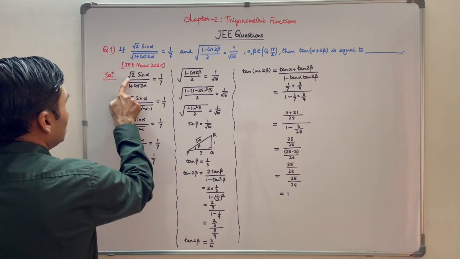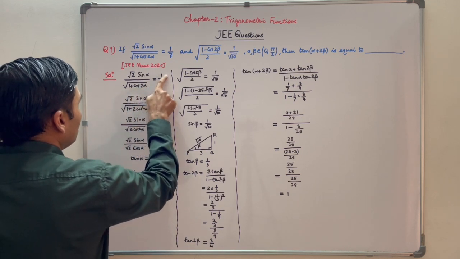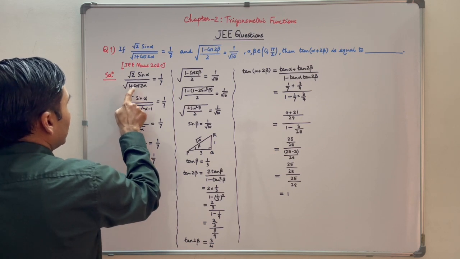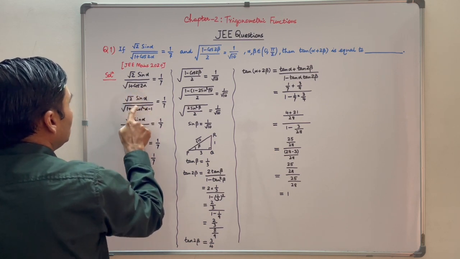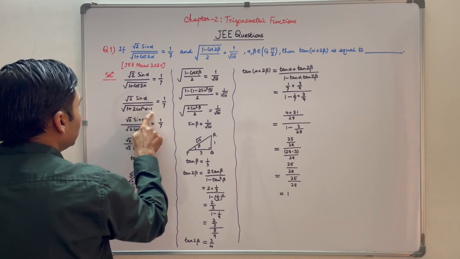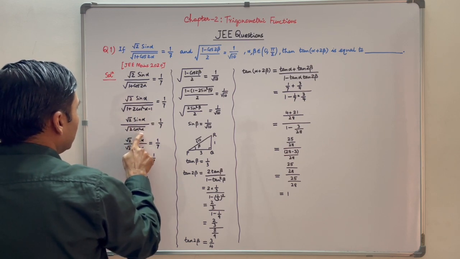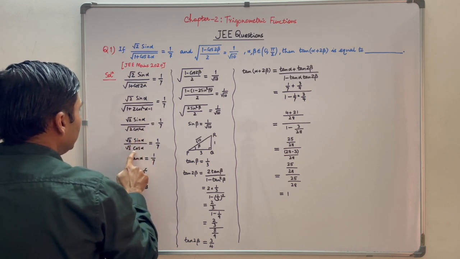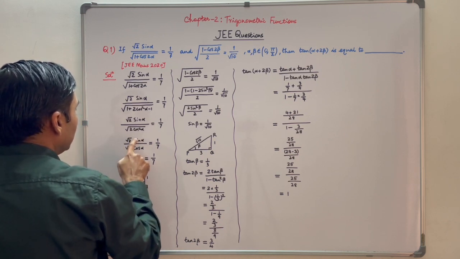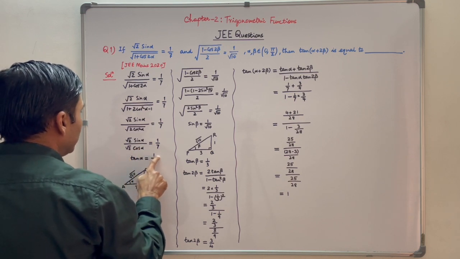It is given that root 2 sin alpha upon root of (1 plus cos 2 alpha) is equal to 1 by 7. We want to get rid of this under root. So we will expand cos 2 alpha as 2 cos square alpha minus 1, so that plus 1 and minus 1 get cancelled. So it will be under root 2 cos square alpha, which is equal to root 2 into cos alpha. Now root 2 gets cancelled. Sin alpha upon cos alpha is equal to tan alpha. So tan alpha is equal to 1 by 7.